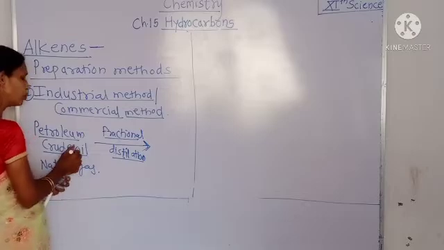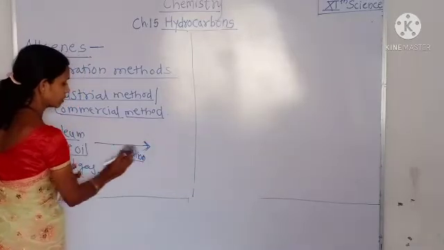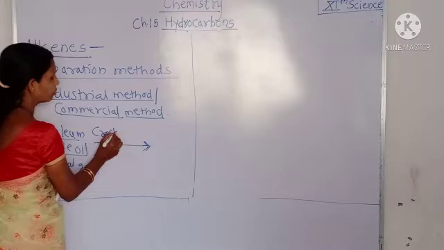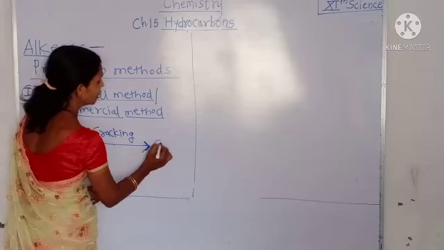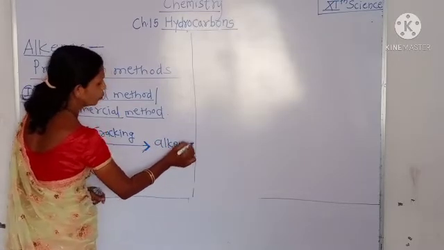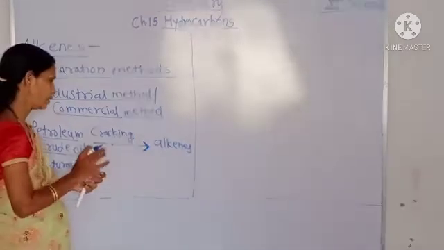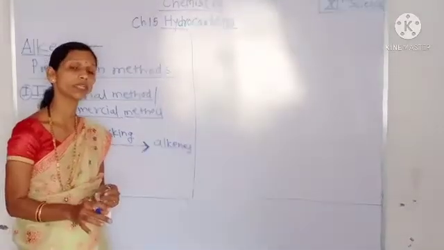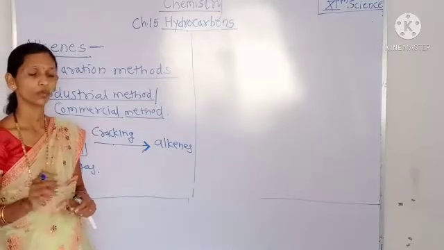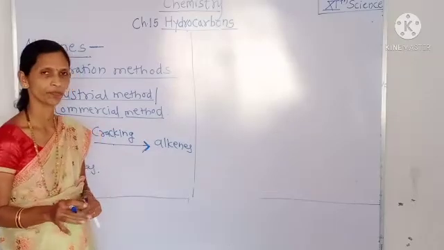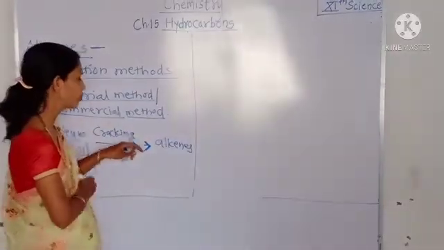When petroleum, crude oil or natural gases undergo the cracking process, cracking of petroleum takes place to give different types of alkenes, which is an industrial method of production of alkenes. All of you studied the pyrolysis or cracking process, which is studied in the chemical properties of alkanes. I am going to remind you about the cracking process.